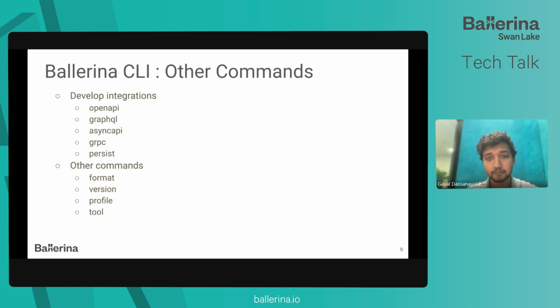And we have the async API command, where we can generate a Ballerina listener from an async API definition. We have the gRPC command, where we can generate Ballerina gRPC clients or services from a protobuf definition.